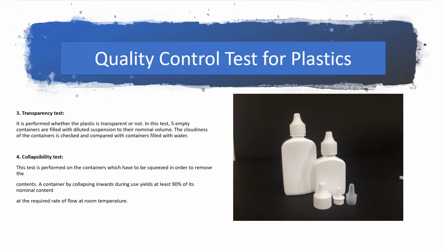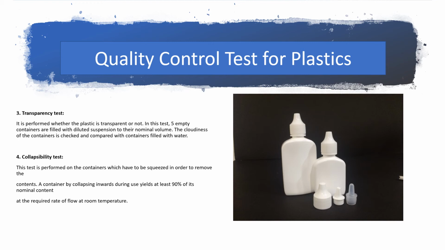Now, the next test, which is important in the case of the plastics and is a pharmacopoeial test, is the transparency test. It is performed to check whether the plastic is transparent or not. In this test, 5 empty containers are filled with diluted suspensions to their nominal volumes. The cloudiness of the container is checked and compared with the containers filled with water. So, you are just checking whether it is transparent or not.